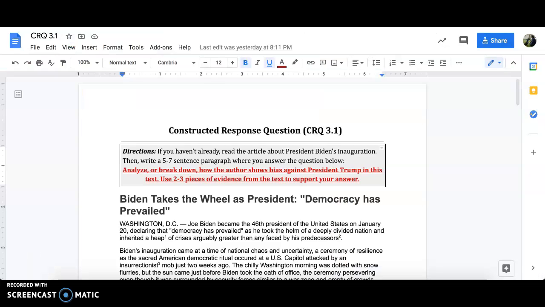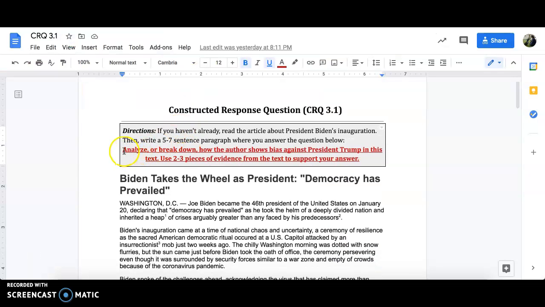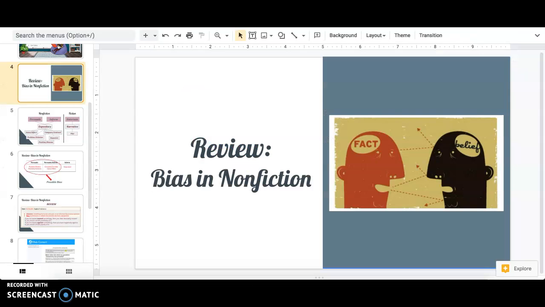So when we look at the CRQ, the question is asking us to analyze or break down how the author shows bias against President Trump in this text. Then I'm asking you to use 2 to 3 pieces of evidence. So the core question is to break down how the author shows bias against President Trump. Now, if you weren't here for our lesson on bias, I just wanted to review that quickly in this video.